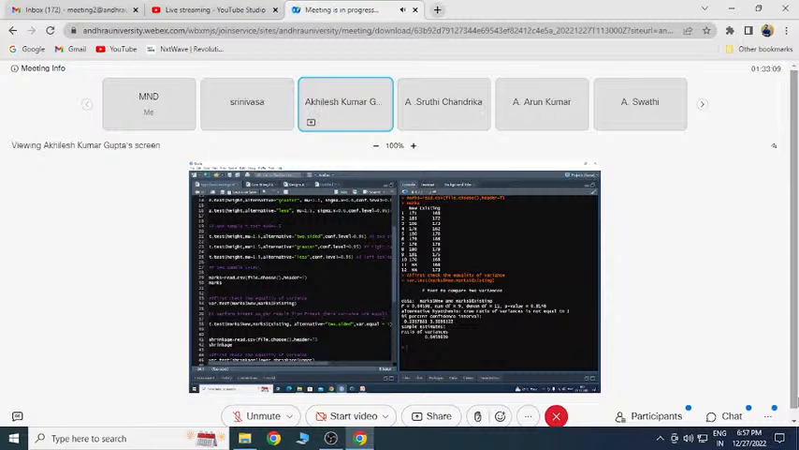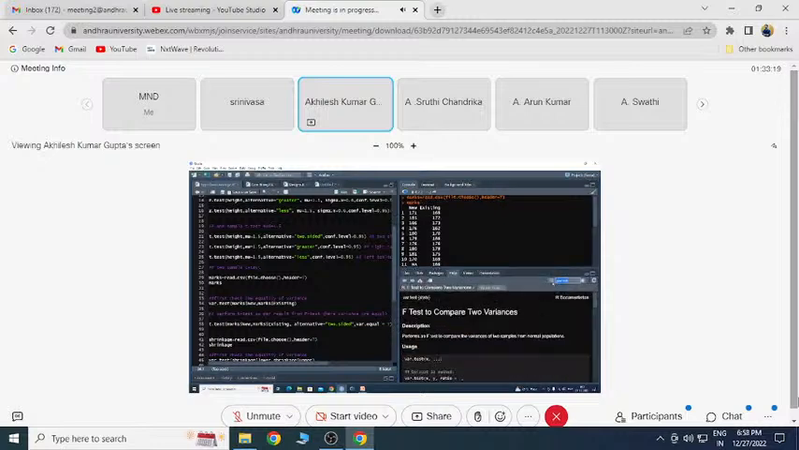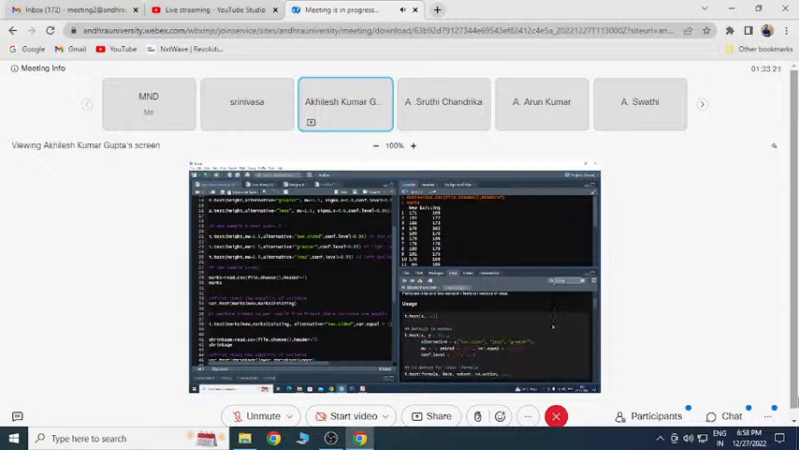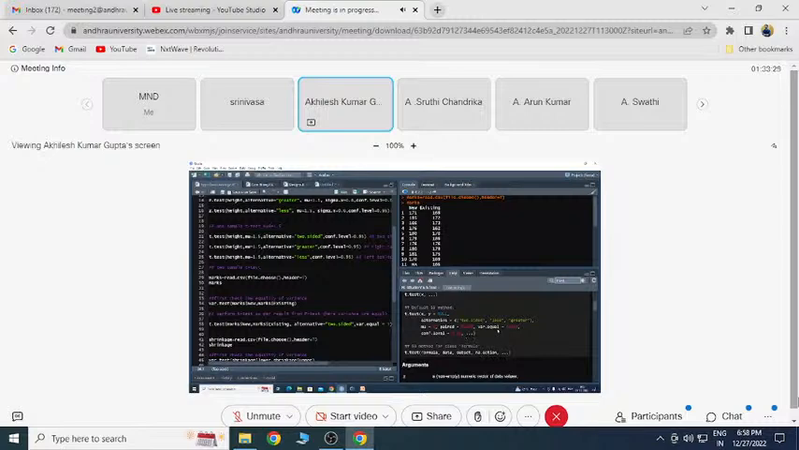Here variances are equal. If the p-value is less than 0.05, you will say that variances are not equal, and accordingly you will modify your command. Now I will show you how you can do the same thing with the t.test command. Here you can see there is an argument var.equal. If the variances are equal, you will have to write TRUE here. If the variances are not equal, by default it is FALSE. So if the variances are equal, you will have to modify this argument.